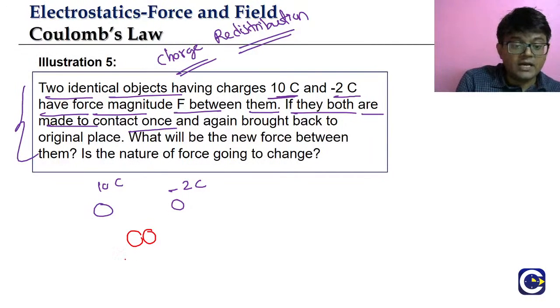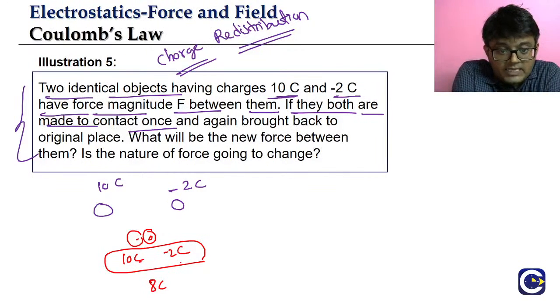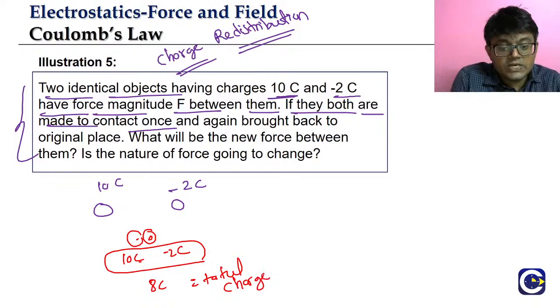What is charge redistribution? On this object the charge is 10 coulombs, on the other object it is minus 2 coulombs. So what is the total available charge? 10 minus 2, that is 8 coulombs. When we touch the two objects, the total available charge is 10 on this side and minus 2 on that side. Totally 10 minus 2 is equal to 8. This is the total charge available. Now this total charge will be redistributed.